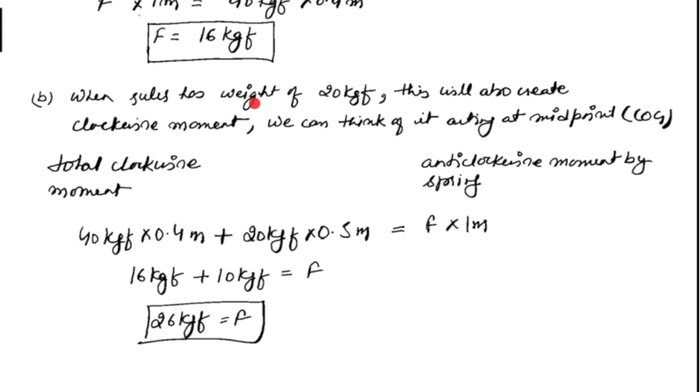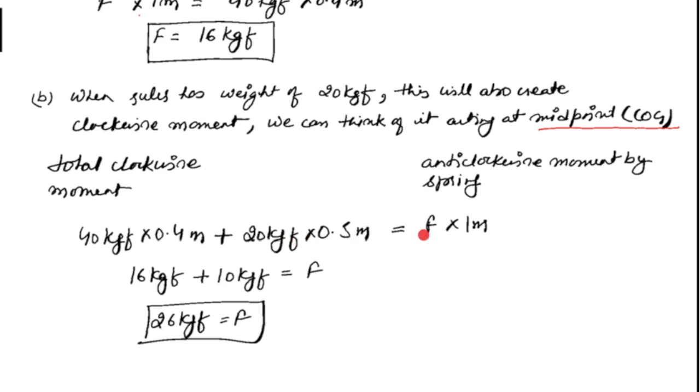Now when the ruler has a weight of 20 kgf, this will also create a clockwise moment, right? Like the other mass is doing, it will also start creating clockwise moment. We can think of it acting at the midpoint, or its center of gravity, which will be in the middle, or 0.5 meter. So these will be the clockwise moments. One is the 40 kgf force downwards, and the other is the ruler's mass. Now this 20 kg force is due to that mass, multiplied by 0.5, because the center of gravity is acting at the midpoint of the scale.